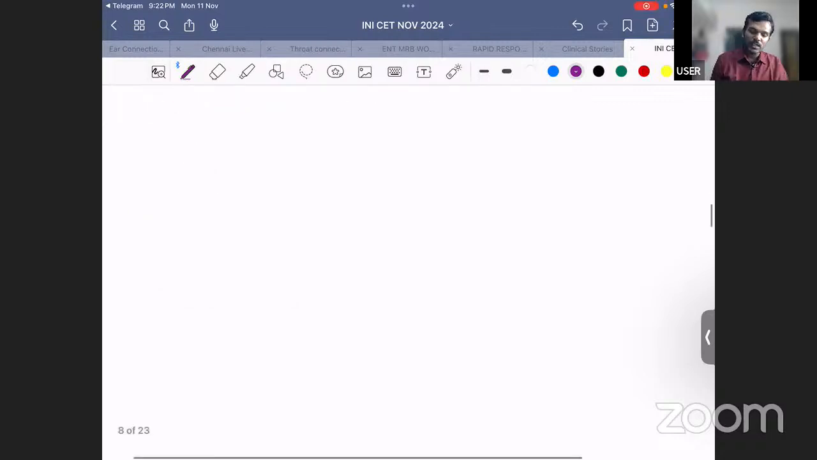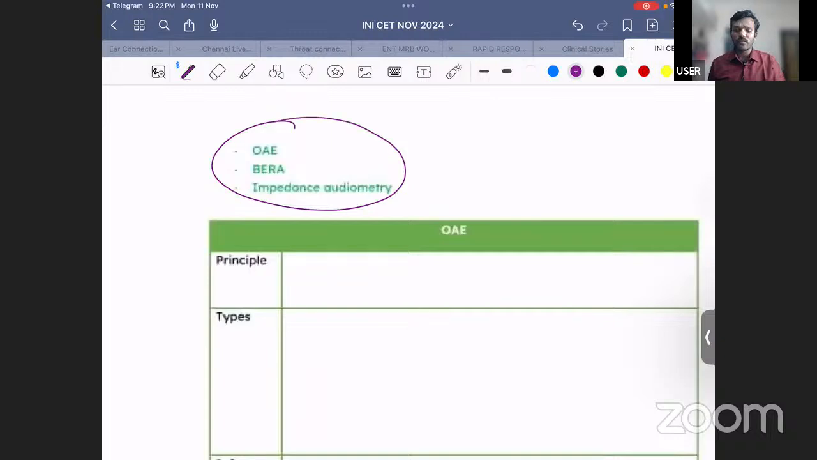So let's get back to the discussion. These three are the objective tests done for hearing. In a subjective test, we have to rely on the response from the patient, whereas in an objective test, we don't have to rely on the patient's response. We will have some electrical recording of all the parameters. So OAE, BERA, and impedance are very important, out of which BERA is the gold standard for diagnosing many sensorineural hearing losses. OAE is a screening test.